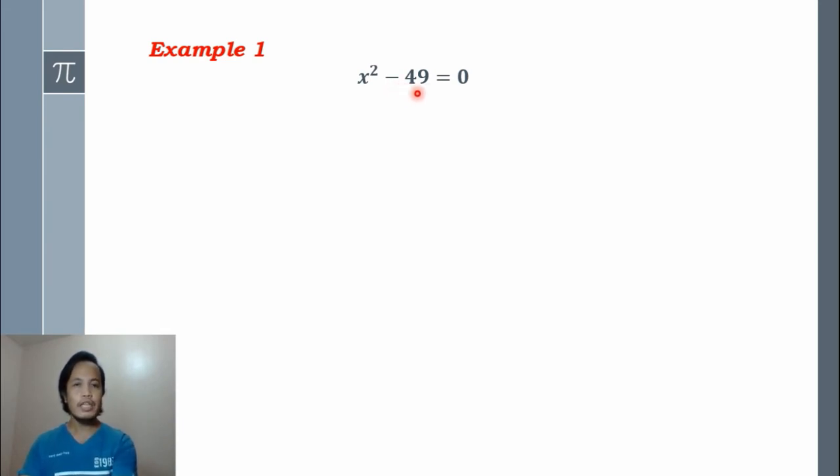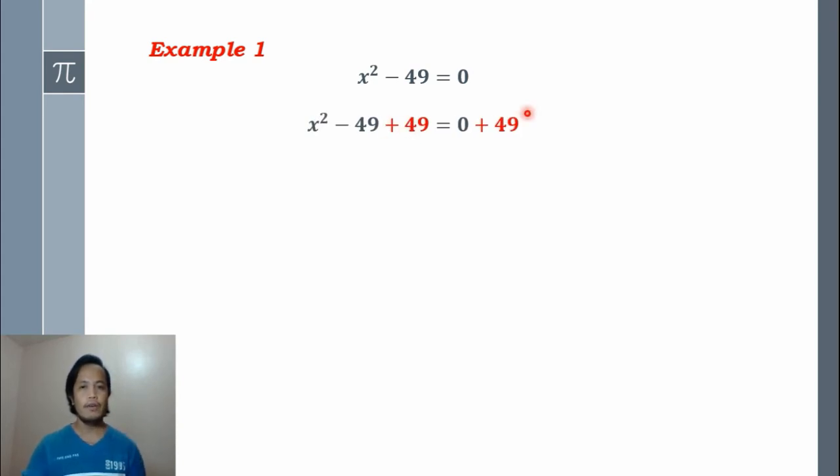So we need to add 49 at the left side of the equation. And of course, we also need to add 49 at the right side of the equation in order for us to maintain the balance of the equation. So this time, we have here negative 49 plus 49 is of course 0, or this can be cancelled out. So what remains at the left side of the equation is the x squared, and of course 0 plus 49 is 49. This time, we have x squared equals 49.